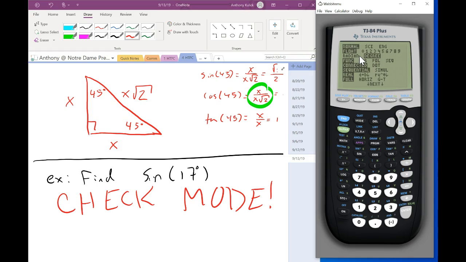In this class, you're going to be using both degrees and radians, and you'll be doing this inside of the same test. So you're going to have to make sure you're being careful about switching back and forth when necessary.